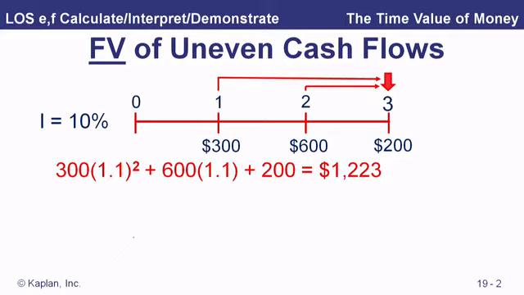Well, that $300 spends 2 periods in the account up to time 3 here. So there's our compounding factor there. The $600 deposit earns interest for 1 year, so that'll be another $60 in interest, right? And then that $200 is deposited at time 3. So that's the time 3 value of that.